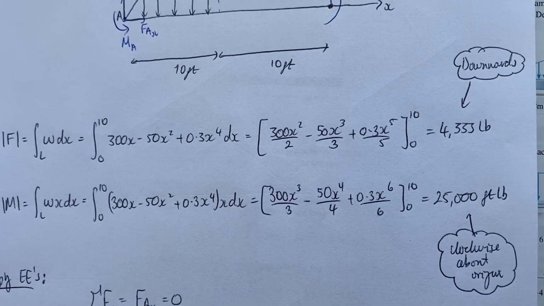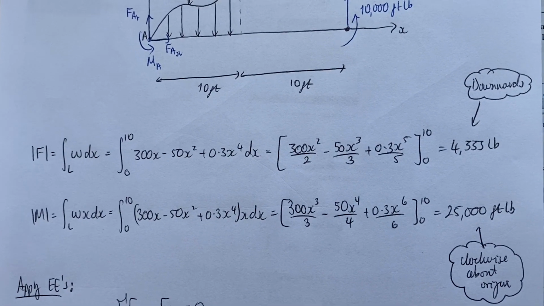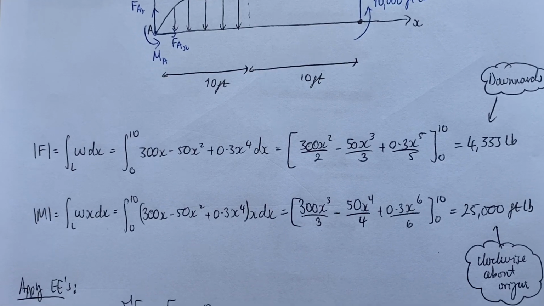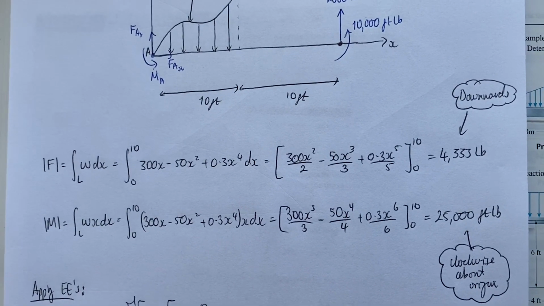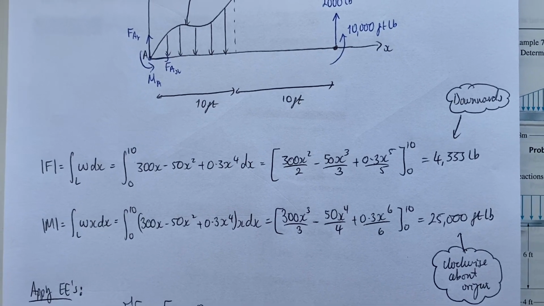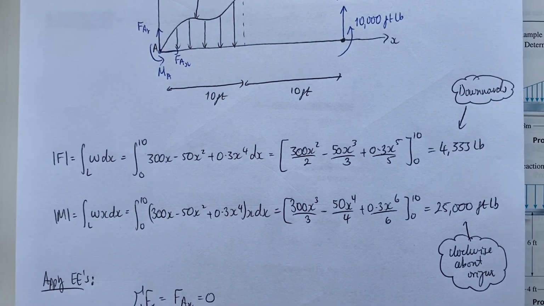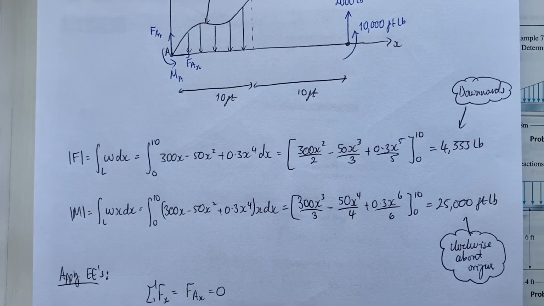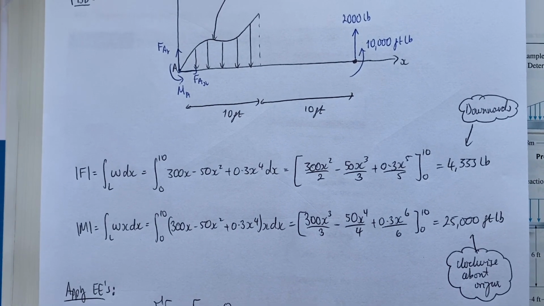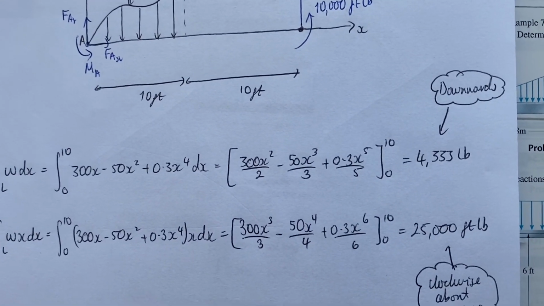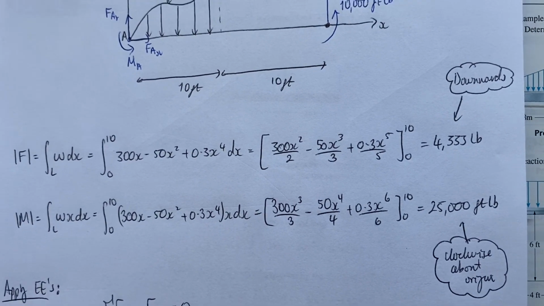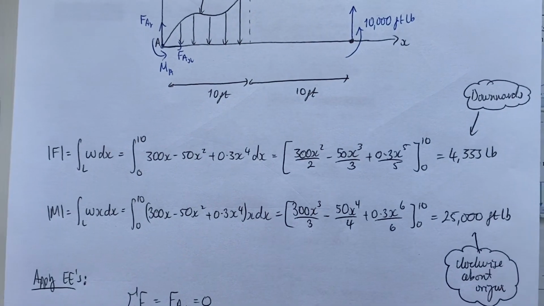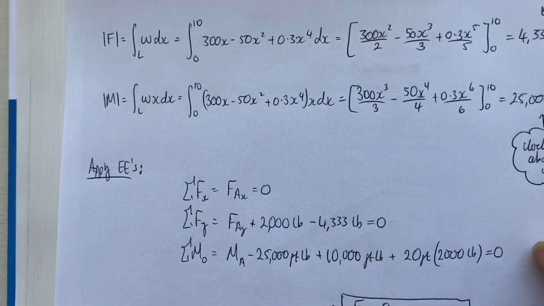And also, if we're evaluating this moment here about the origin, then I'm going to get a clockwise moment about the origin, or point A. So A is at the origin, right? I'm going to get a clockwise moment about the origin of magnitude 25,000 foot-pounds. So I'm going to need to remember both of those things when I apply the equilibrium equations, which is what I've done down here.